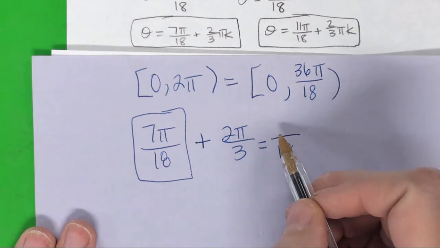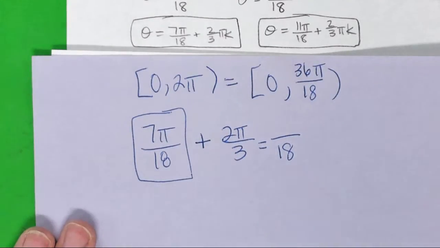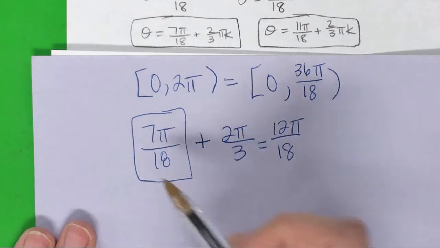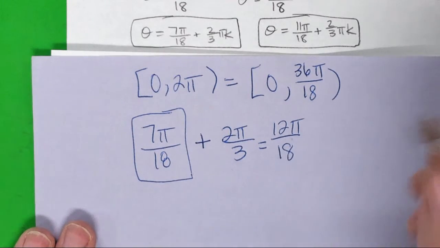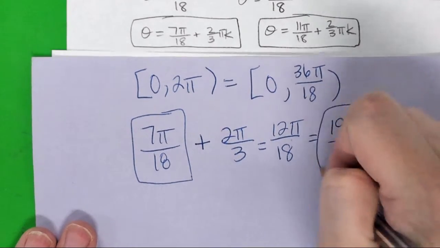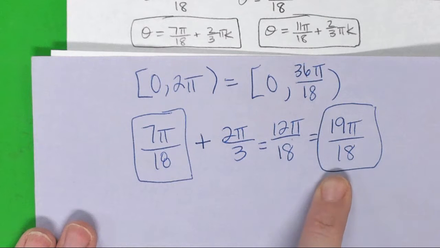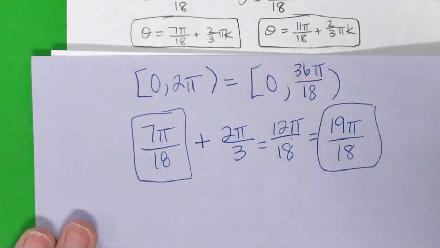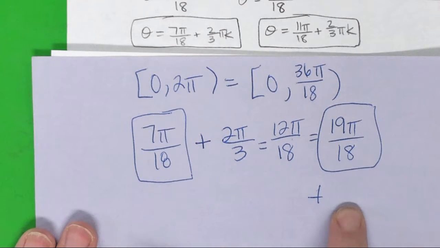Okay, so Emily, what's my numerator going to be? Good. So times 6 here, so times 6 here, so it'll be 12 pi. So really what I'm doing is adding 7 pi plus 12 pi, which will be what? 19 pi over 18. Is that in the interval 0 to 36 pi over 18? Yes. Okay, so Simon, what am I going to do after that? So now it's like we're plugging in a 2 here, or we can just add 2 pi over 3 again. And we can keep doing that until we find every single point that's in the interval.